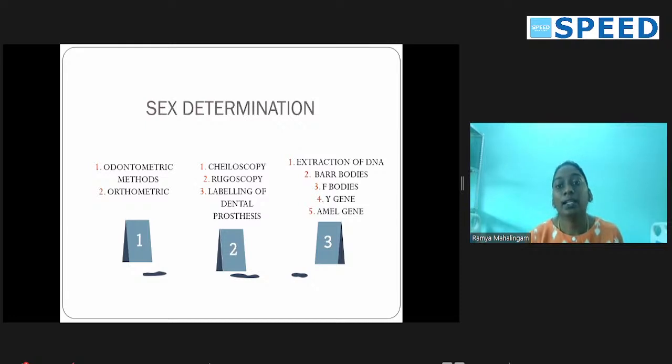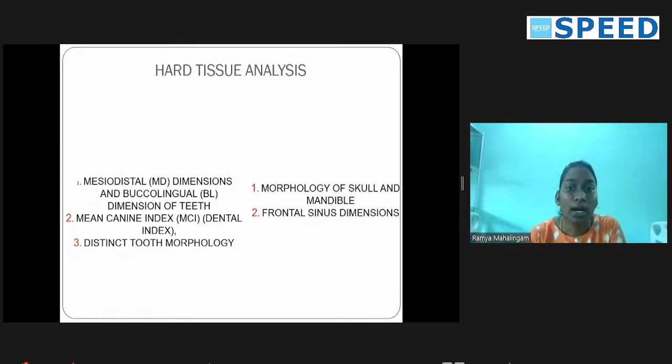Then finally, the extraction of DNA: Barr bodies, F bodies, Y gene and amelogenin gene. Barr bodies and F bodies are very specific for a particular gender. Barr bodies are very specific for the female gender, so with this you can identify whether the deceased person is female or male. Then hard tissue examination: the mesiodistal dimension of the tooth can be an important measure in identifying the sex of the patient, as well as mean canine distance and morphology of the skull.